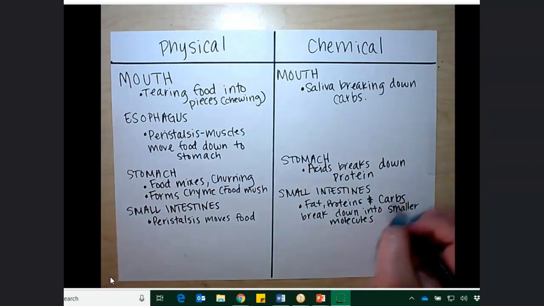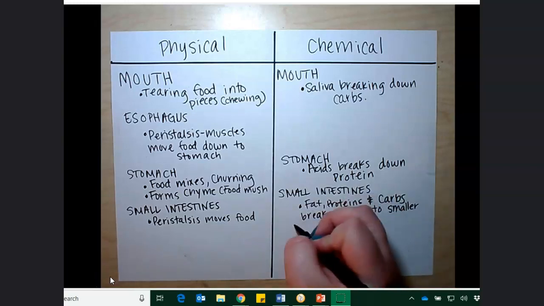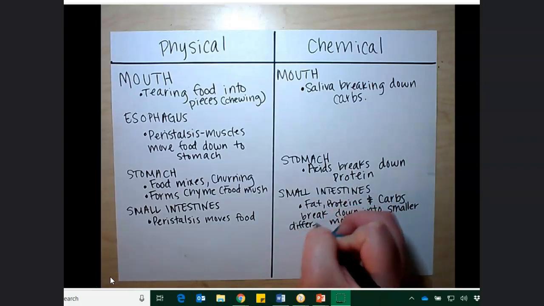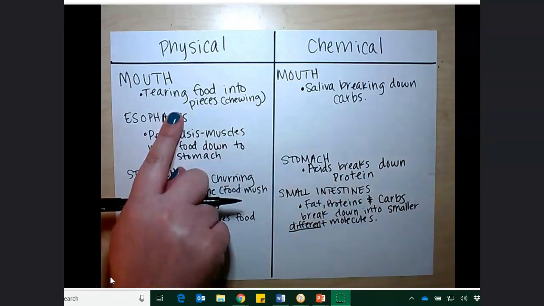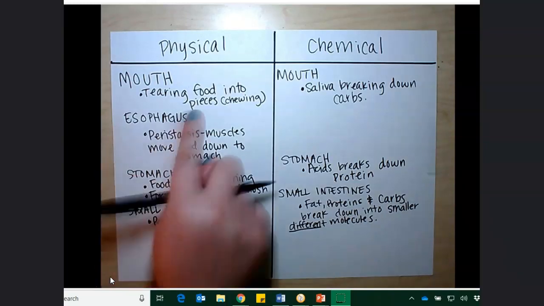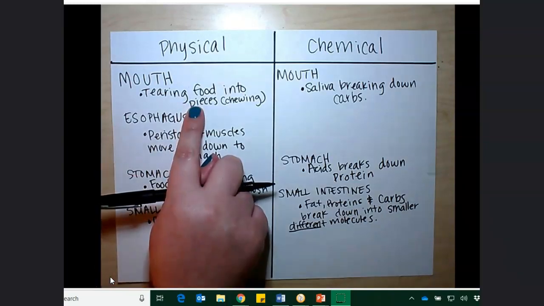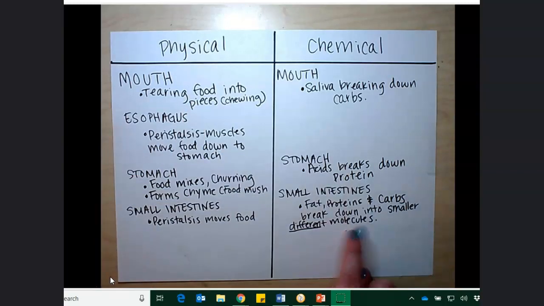Now, let me go ahead and clarify this. We're breaking down these molecules. There are bonds that hold these fats, proteins, and carbs together. What happens in your small intestines is that they break the bonds and become different molecules. So we're going to add that words: different molecules. Okay? They are chemically different now. I know you might think breaking down was kind of like the mouth, tearing food into pieces, but that's not the same here. Chemically, that food was still the same. It's just in smaller pieces. Now you've broken it down into different molecules, and now it's chemically different, making it a chemical change.